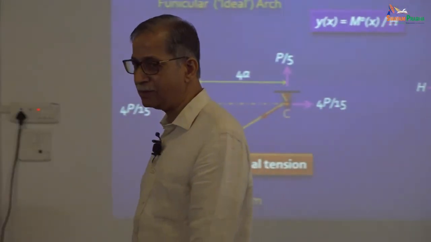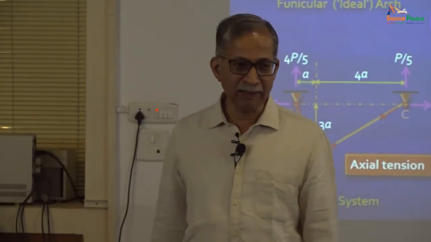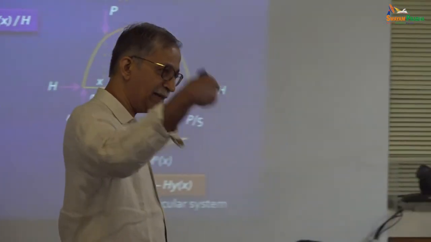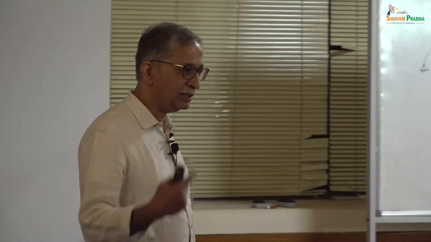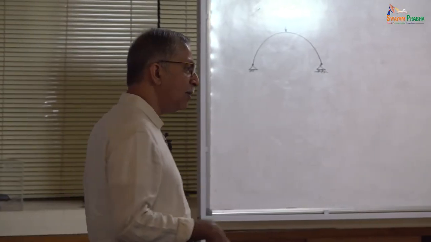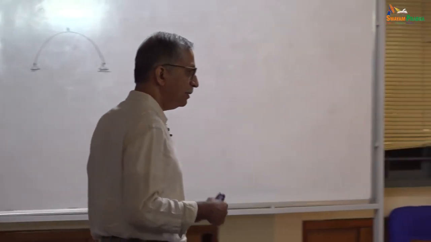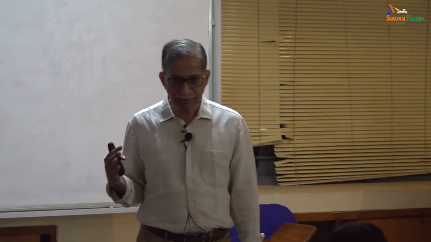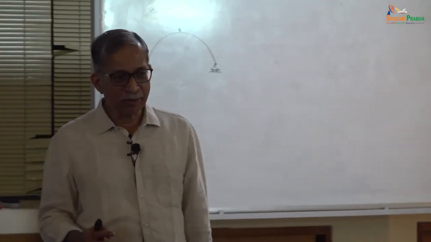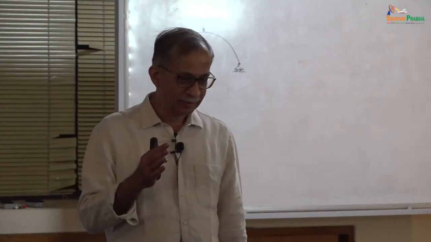And there's a name given for it. It's called horizontal thrust in an arch, which is a short form for horizontal component of axial compression. Axial compression is called thrust. In a cable, it's called horizontal tension, which is short for horizontal component of axial tension. Okay. Now this axial compression and axial tension also has a vertical component.